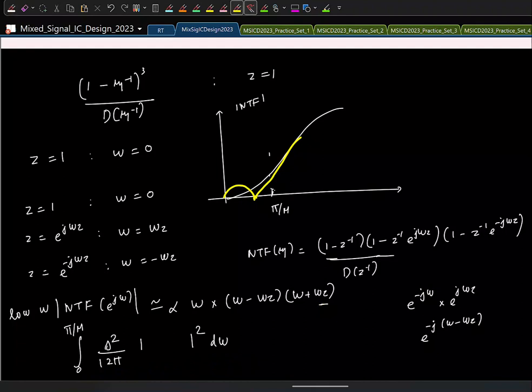But one thing to observe is, see, here I have, let us say this has omega z. If I change my oversampling ratio, so let us say I choose this to be my new signal bandwidth, do you think the location of the zero will change? See, earlier let us say I had something like this. Let's say this is my signal bandwidth. To minimize the noise power here, I put one zero here, let us say.